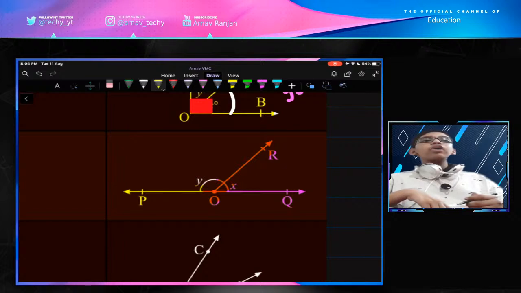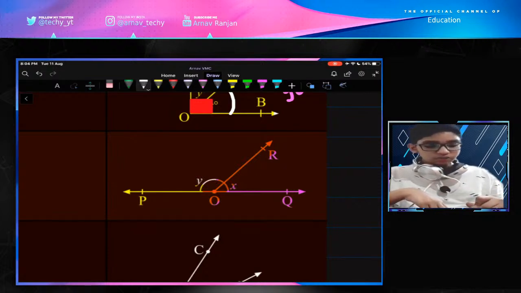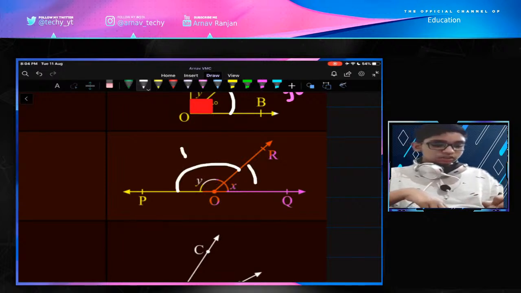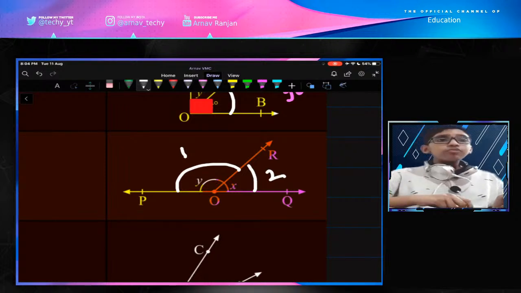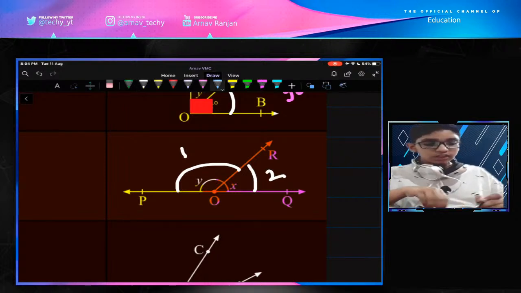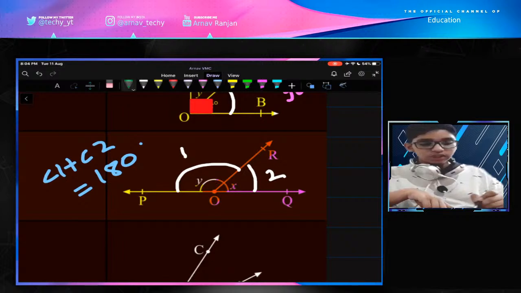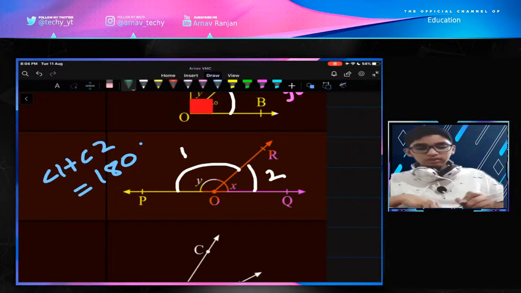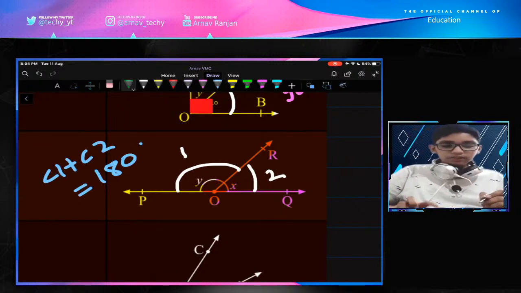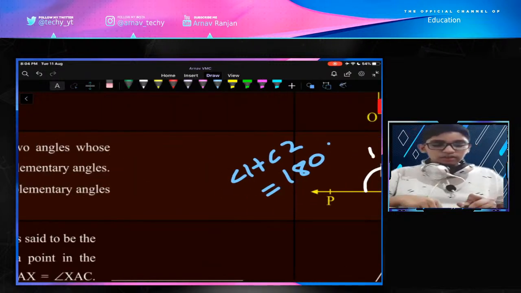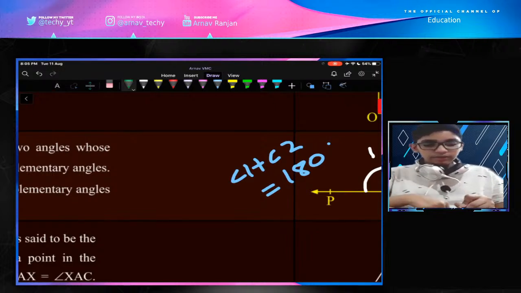So here you will see that I will draw two angles in white color. This is angle 1, this is angle 2. The sum of both angles, angle 1 plus angle 2, is 180 degrees, and that's why it's called complementary angles.